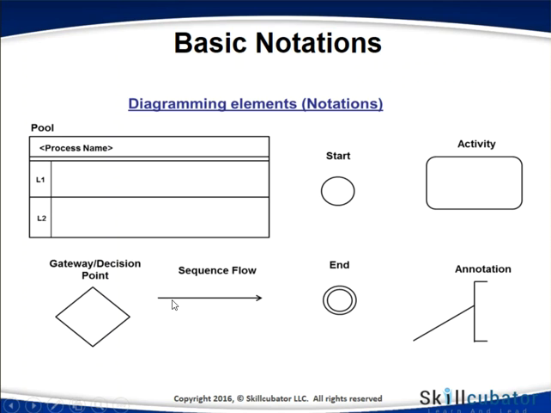The sequence flow is connecting the whole process. It is telling us where the control of the flow is going, where the control of the business process is going. And the arrow indicates the flow. That means if my arrow is pointing towards right side, that means the process is moving towards right side. If the arrow is on the left side, it shows that the control is going towards left side.